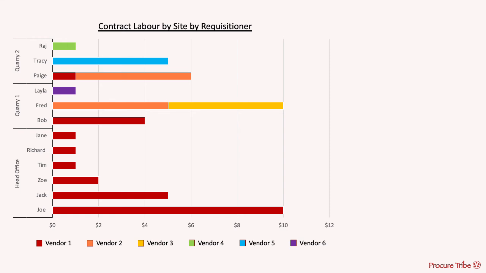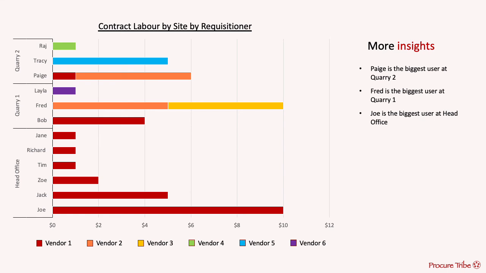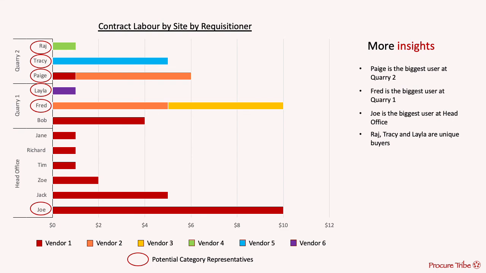From this view, we can see who the biggest buyers are, overall and by site. We can also see we have a few unique buyers, and so we should get their inputs and understand if their requirements are different to other buyers. Paige is the biggest user at Quarry 2, Fred is the biggest user at Quarry 1, Joe is the biggest user at HQ. Raj, Tracy and Layla are unique buyers in that they use different vendors. Can you see the makeup of the ideal operational team to support our sourcing initiative? Can't go wrong with including the biggest users from each site and those who are unique.